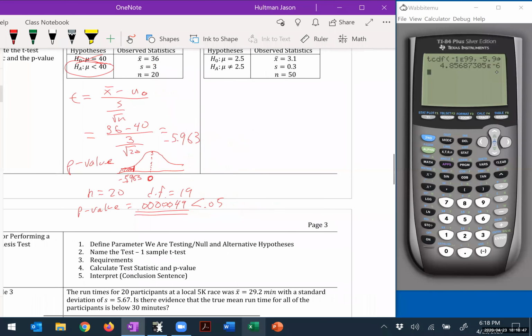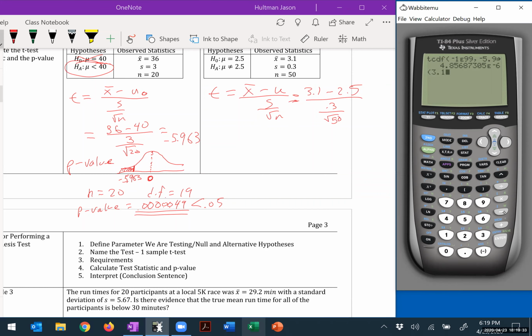Okay, what about the next one here? What about the next t-score? How could I get a t-score for the next value here? Well, let's do the same thing. x bar minus mu over s over the square root of n. Well, what's x bar? x bar is 3.1 minus mu, which is 2.5, all over s, which is 0.3, over the square root of 50. Okay, so again, I'm going to plug this into my calculator.